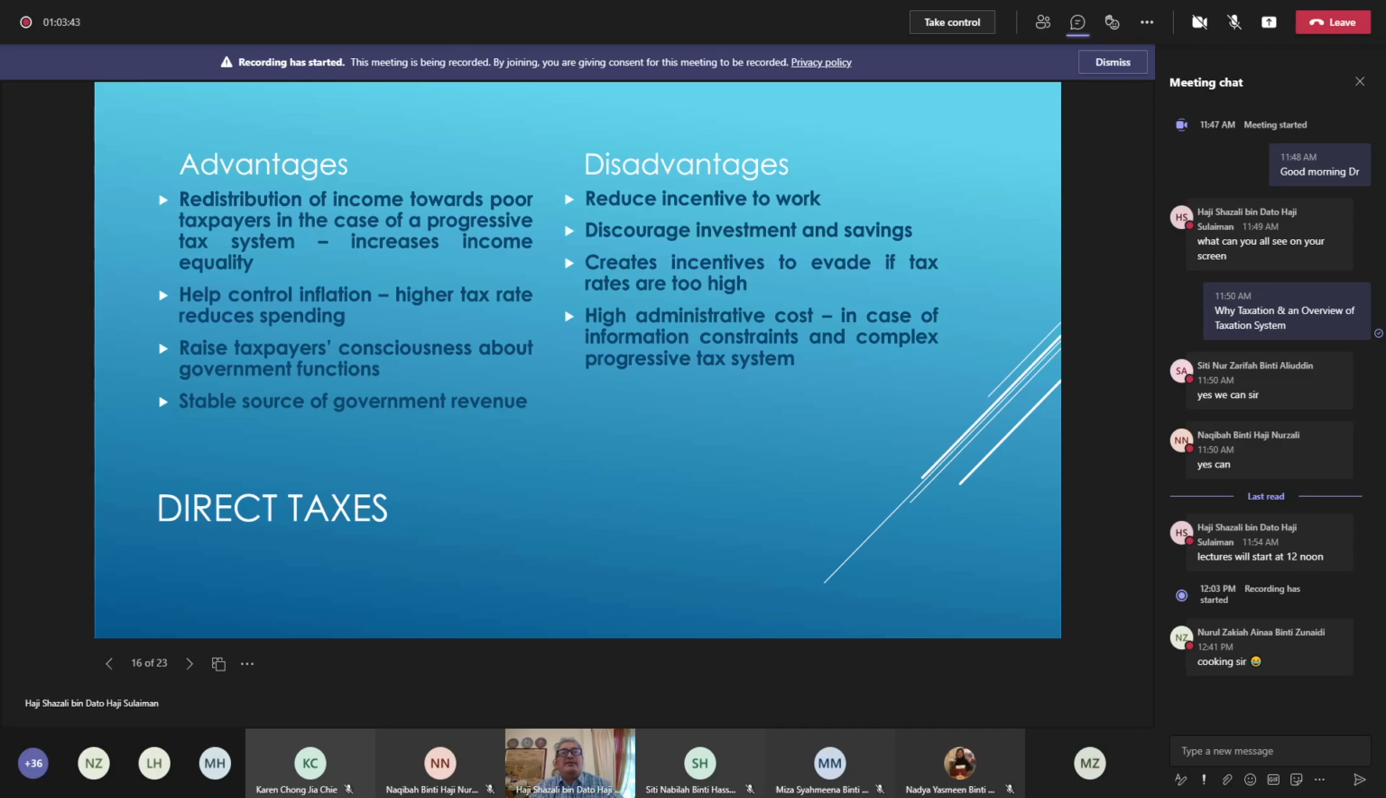High administrative costs in cases of information constraint and complex progressive tax system. So the more complex your tax system, the more difficult sometimes it is for government to collect, because they need to ask so many questions, and then they need to ask for a lot of information. So it doesn't help both sides. If government asks 100 questions and they ask for numerous breakdowns of costs and information, the company will be spending a lot of time trying to comply with the tax requests, that they will then lose time and manpower to actually do operational matters. So it's very important that we do not have too complicated and complex a tax system.